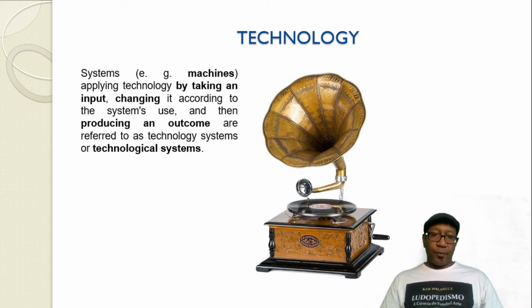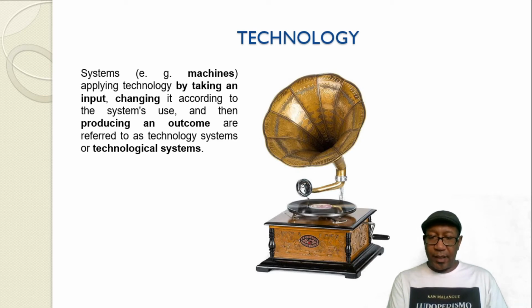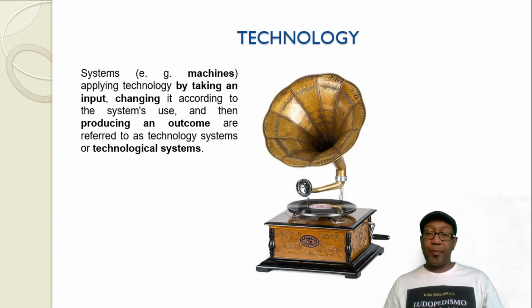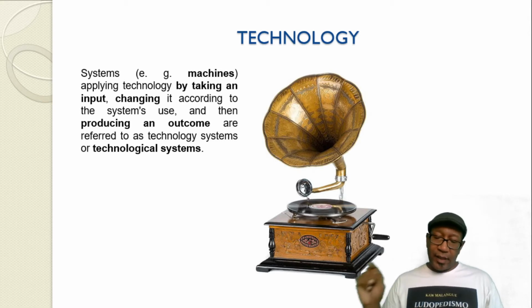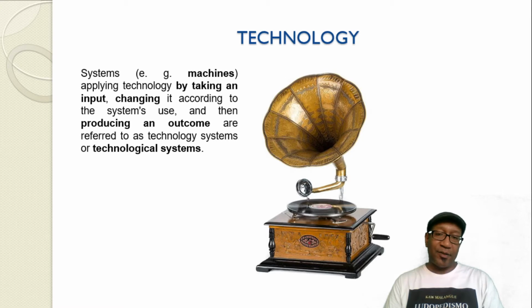Technology is also related to machines that take an input, change it, and produce an outcome. That is a technological system. Or we can have, as you can see here, the gramophone. The gramophone was one of the first equipments to reproduce sounds. You have the disc, and the disc was read by the needle. The needle gets in the grooves and transforms them into sounds, right?